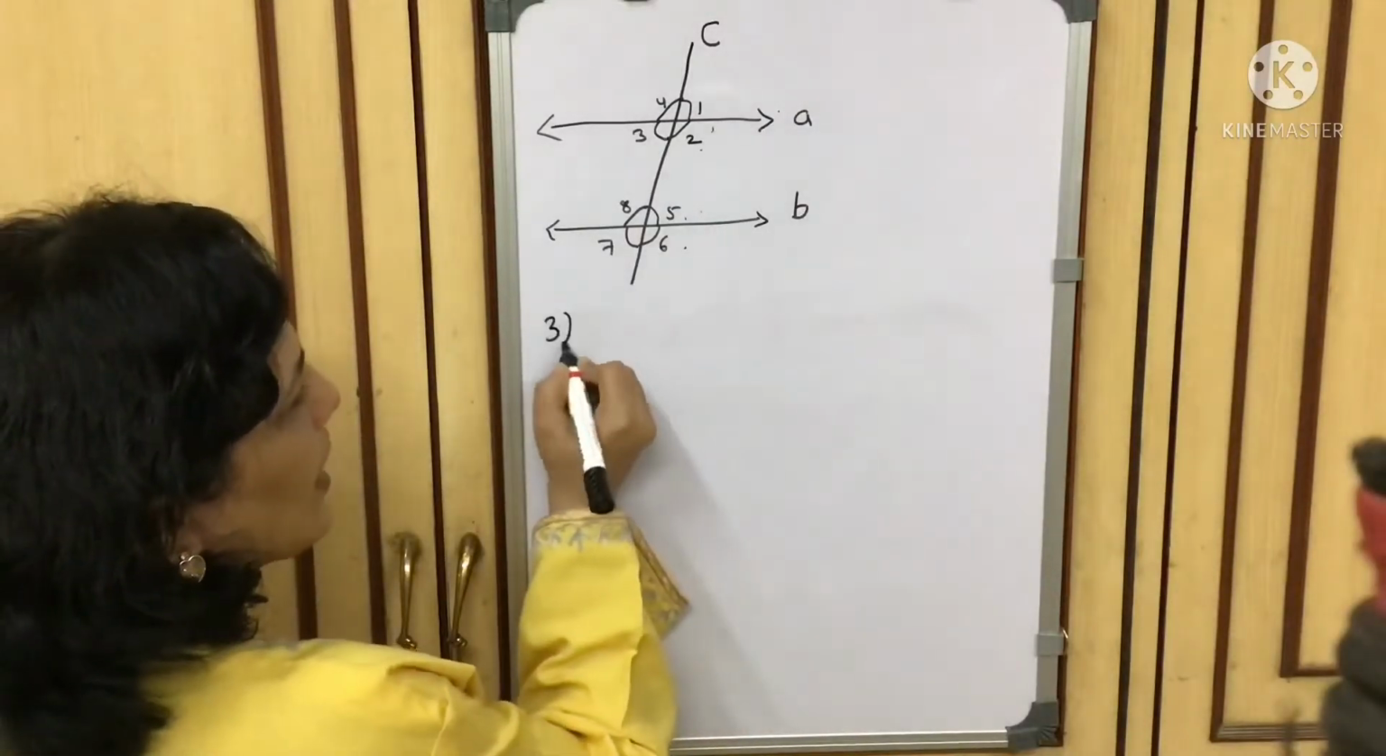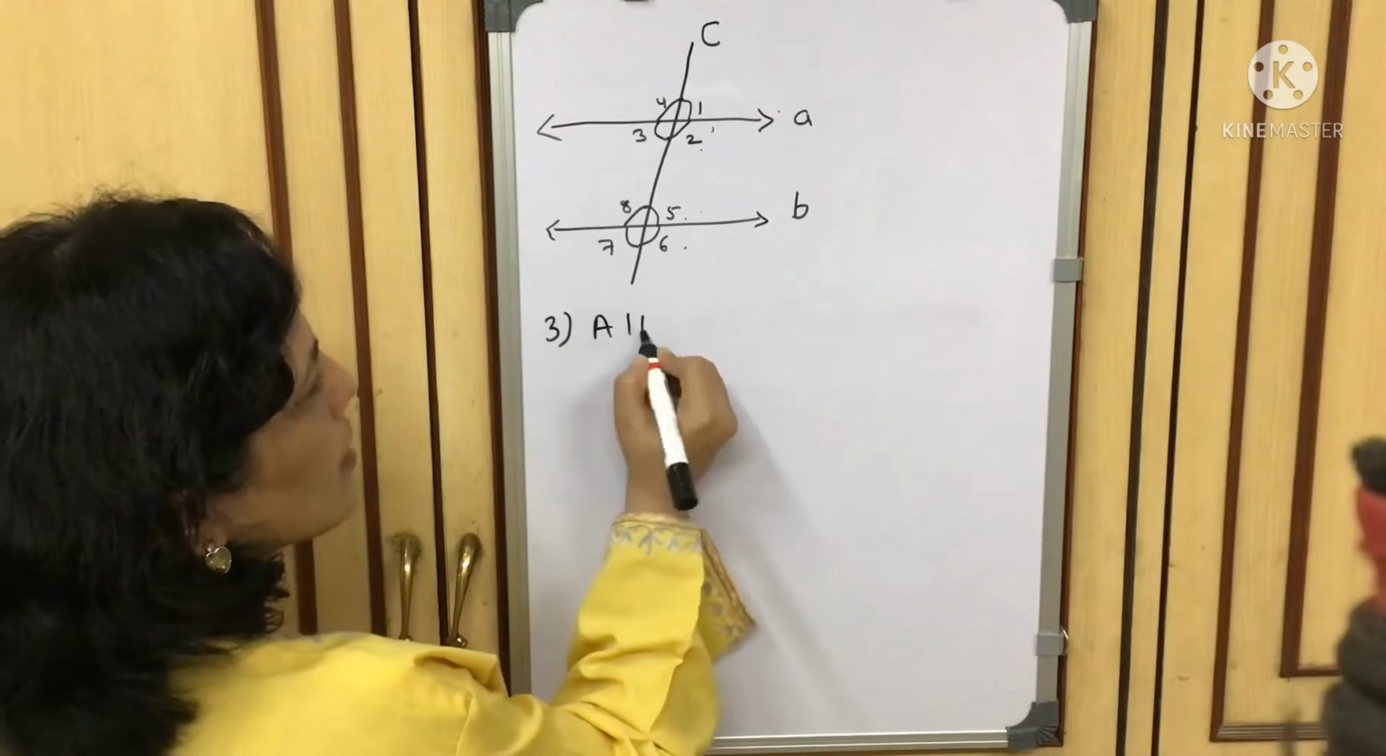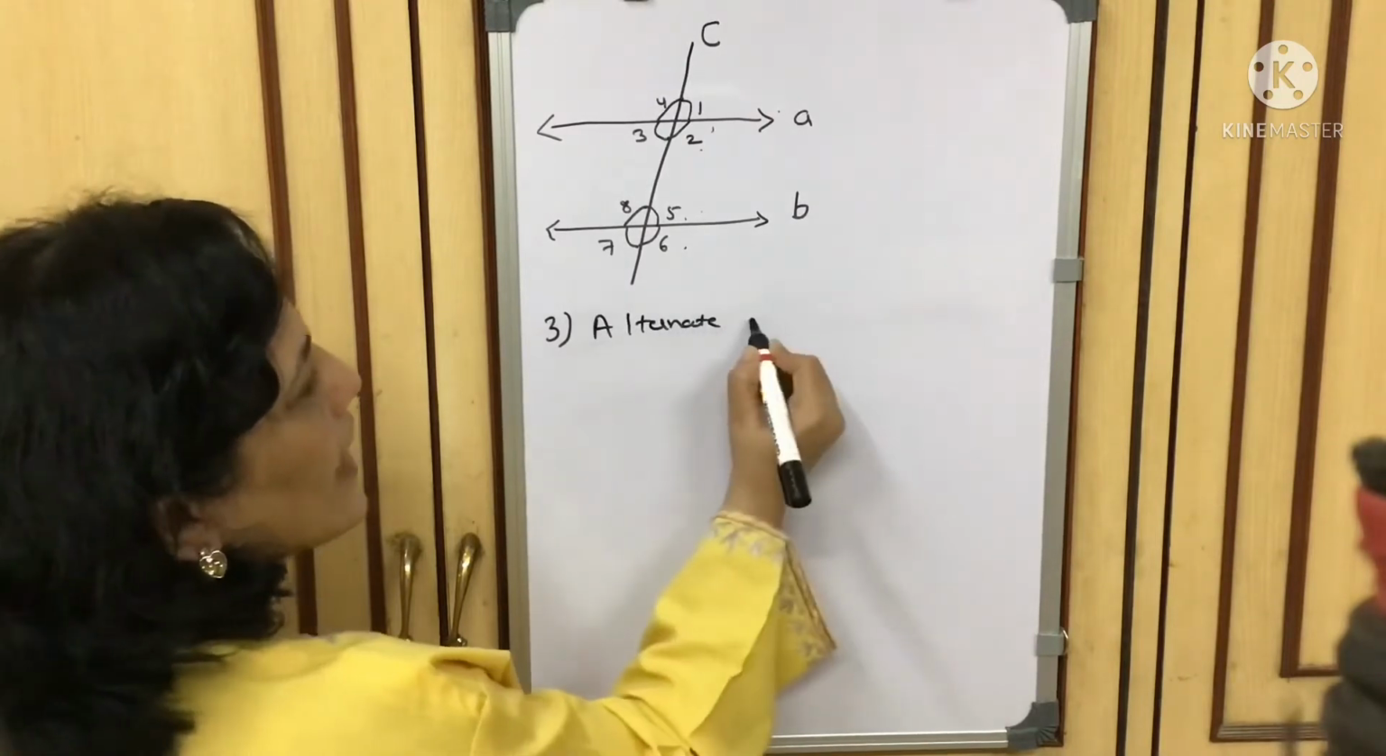Now the third type of angle is alternate exterior angles.